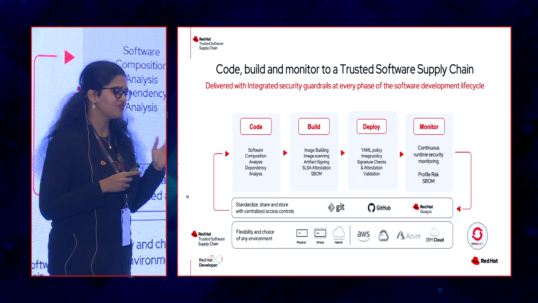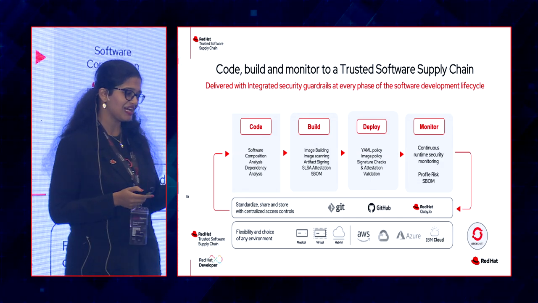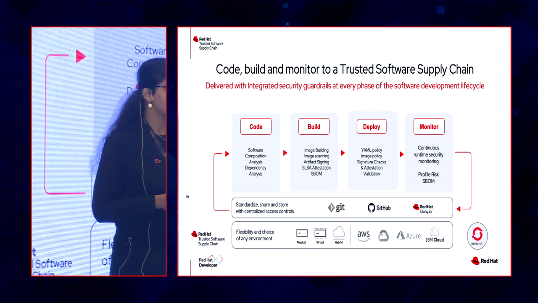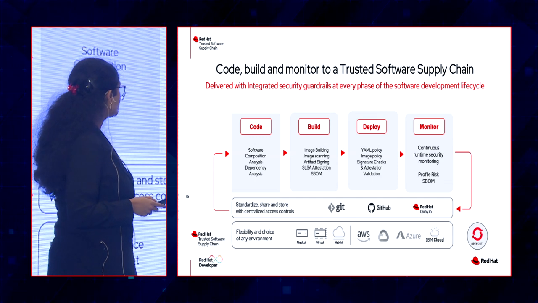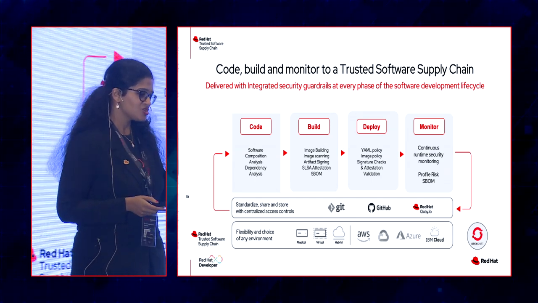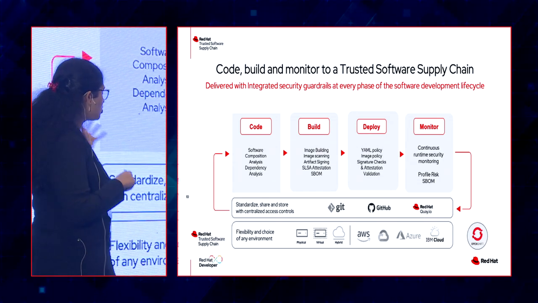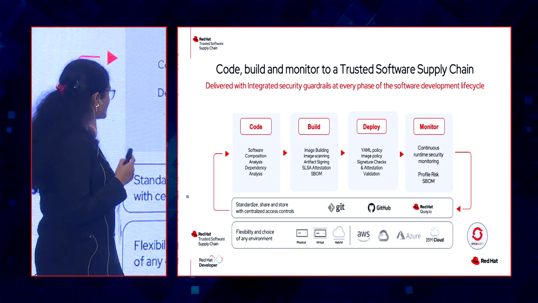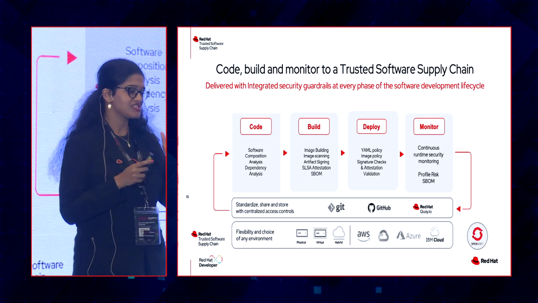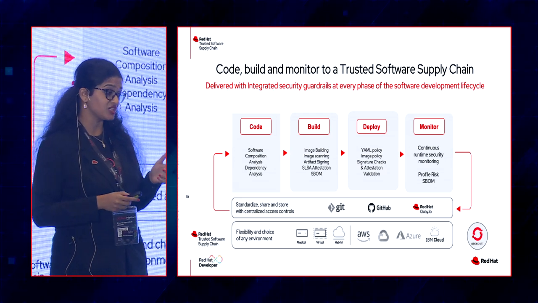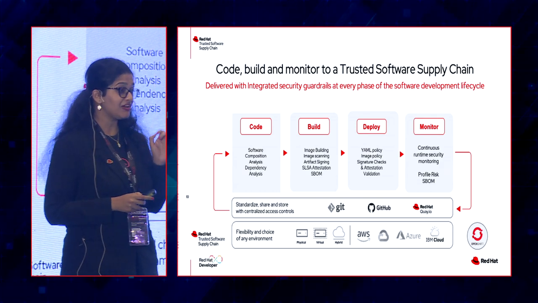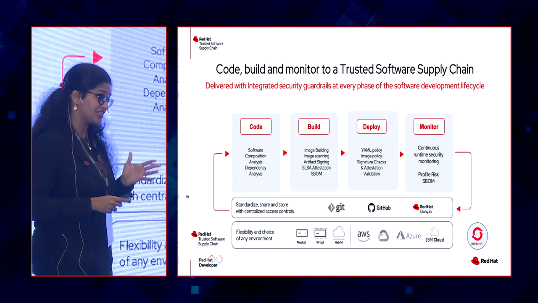So at the Red Hat Summit, we announced a set of services which comprise the trusted software supply chain. I believe you would have all heard about this from Amita in the keynote. So in this talk, we are going to go into more detail about the Red Hat Trusted Software Supply Chain. Red Hat Trusted Software Supply Chain is a set of services delivered with integrated security guardrails at every phase of the software development lifecycle.